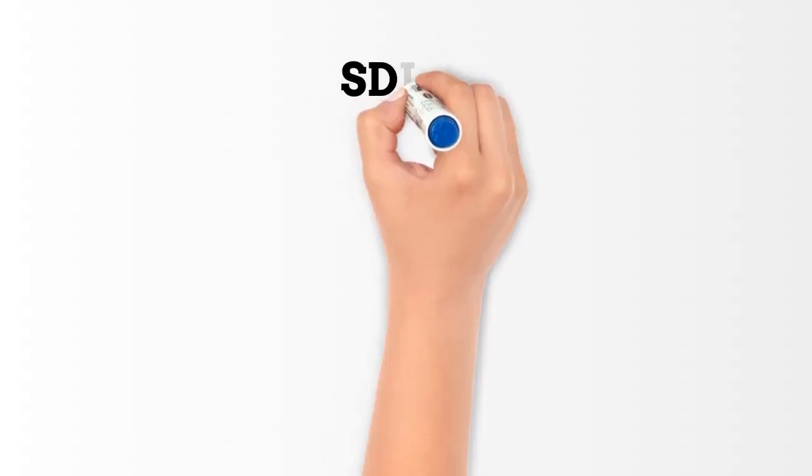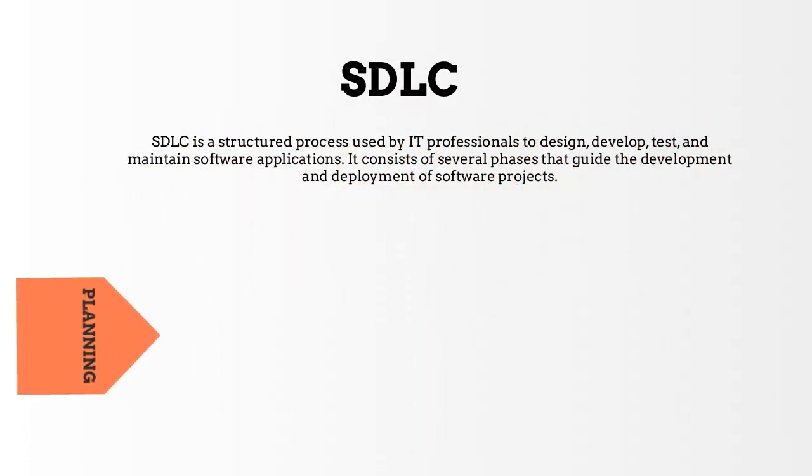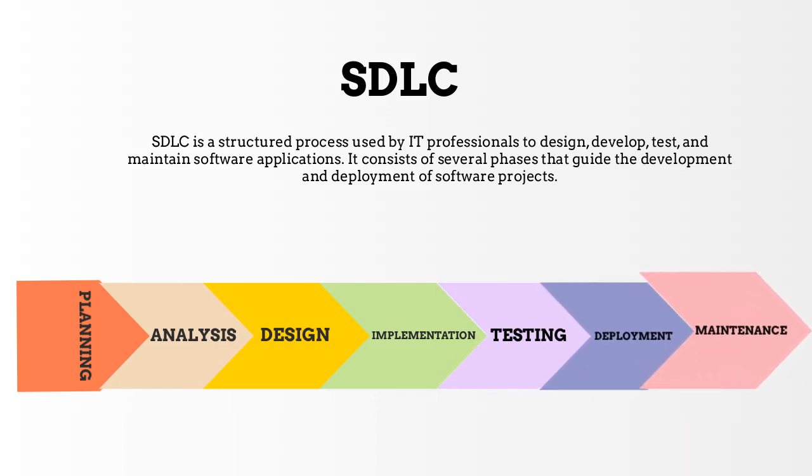Like every living thing goes through stages from birth to maturity, software goes through stages from conception to development. Now let's see what SDLC is and what different phases or stages it has. SDLC is nothing but a structured process used by IT professionals to design, develop, test and maintain software applications.